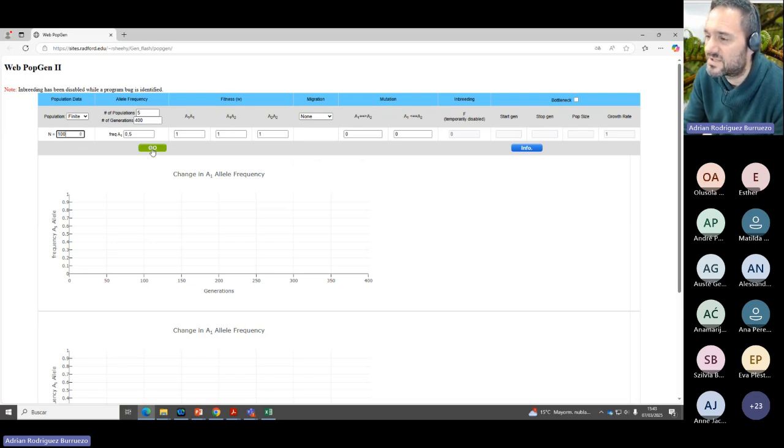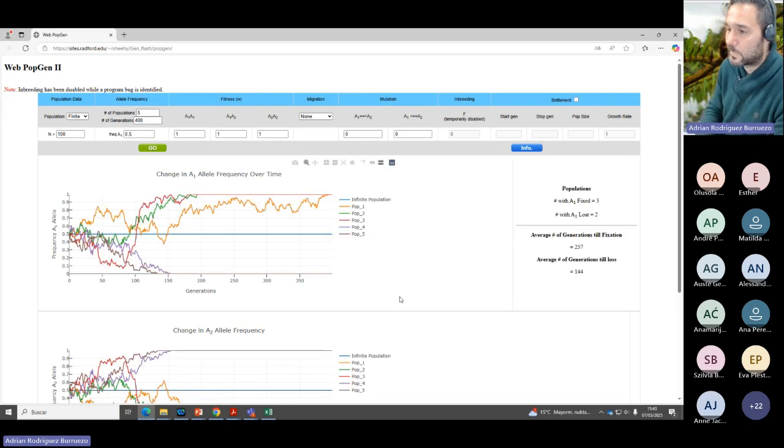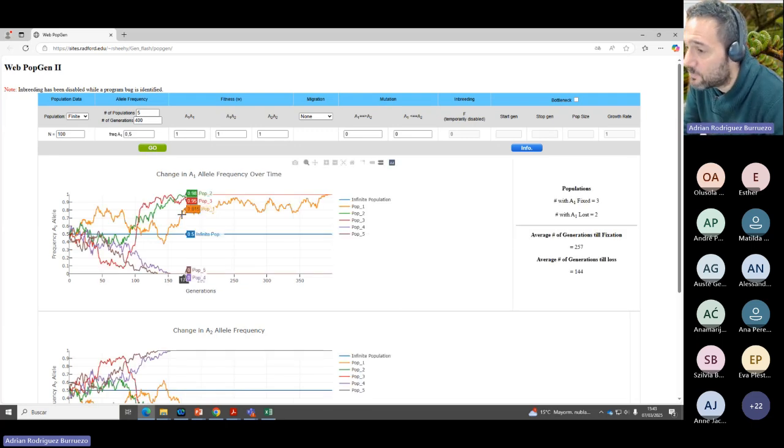Let's see what happens as the 5 populations evolve through the generations, and how they will evolve according to p squared, q squared, and 2pq of the Hardy-Weinberg laws. You can see here, okay? 5 populations simulated with the passing of the generations up to 400.